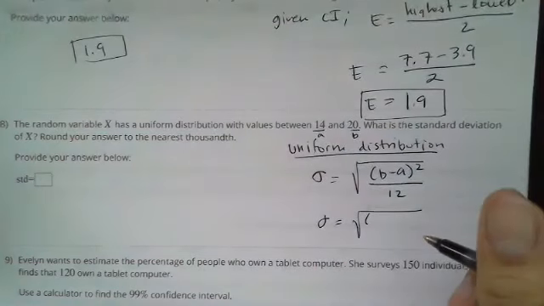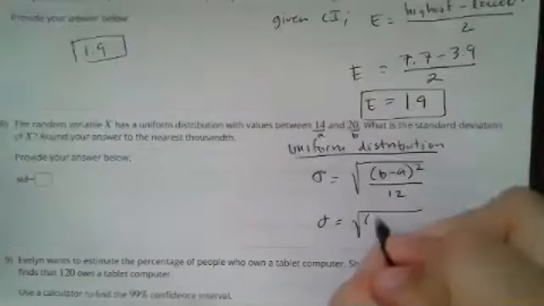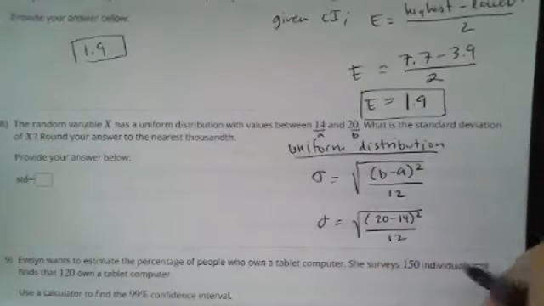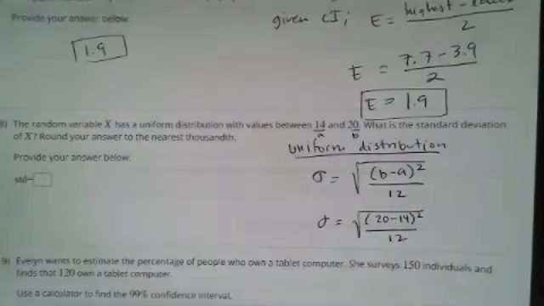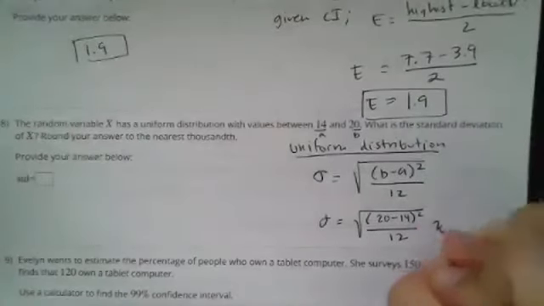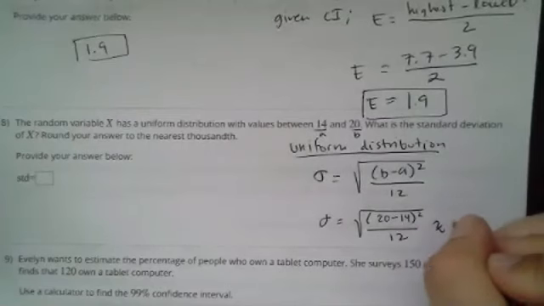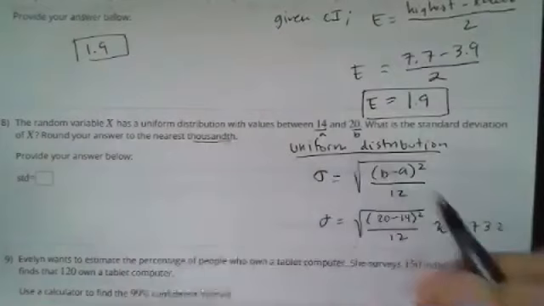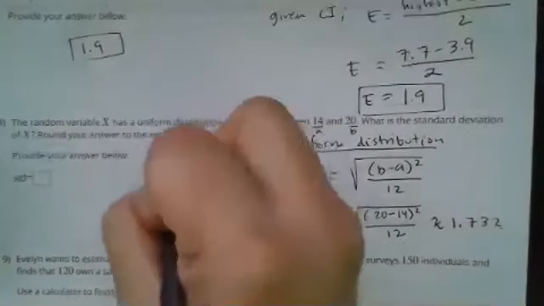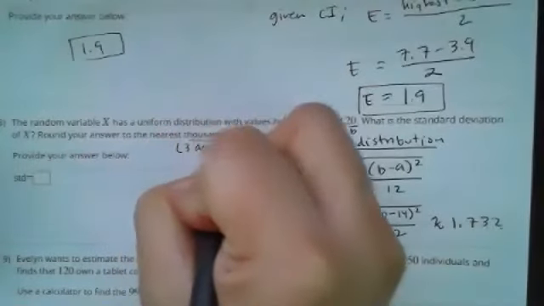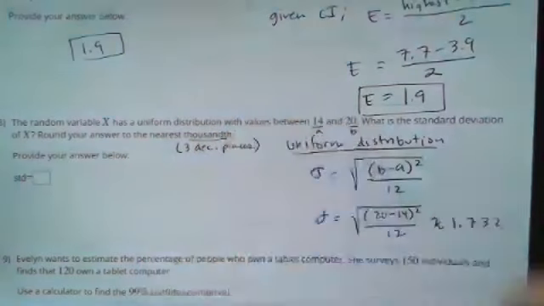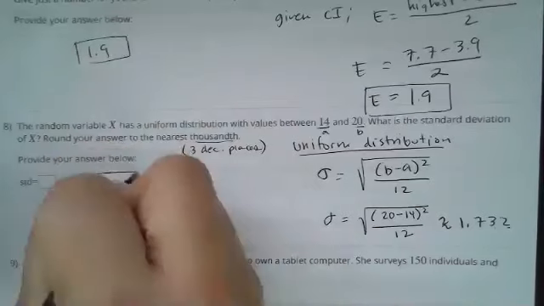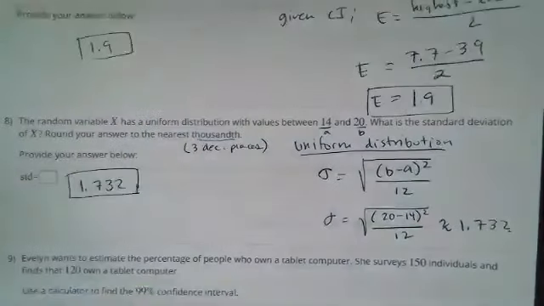So we have here 20 minus 14 quantity squared over 12, and then you just take the square root of that. And when you take the square root of that, you get approximately 1.732, because it's the nearest thousandth, so that's tens, hundreds, thousands. That means 3 decimal places. So your answer will just be 1.732. Okay.